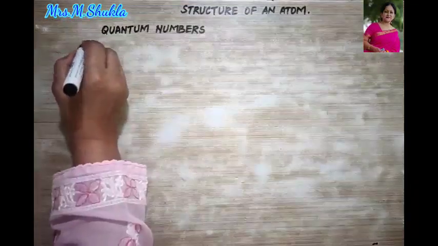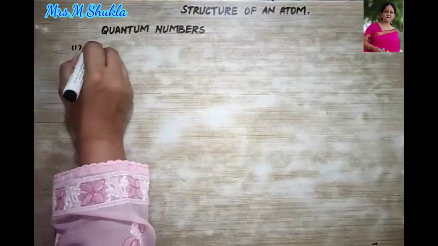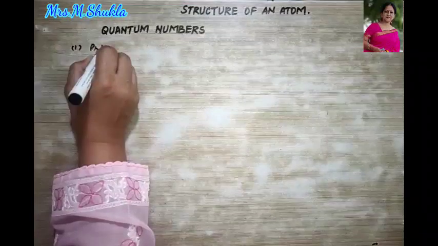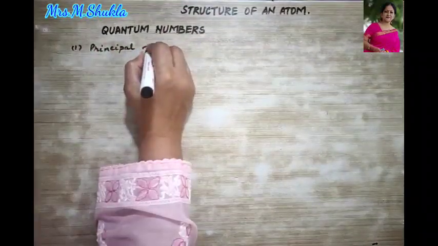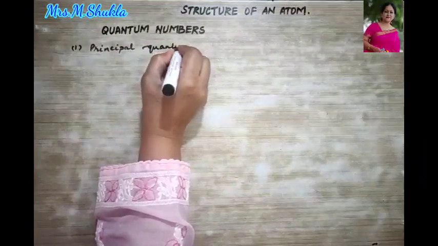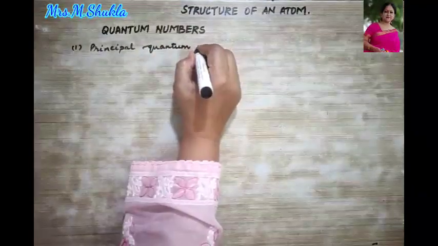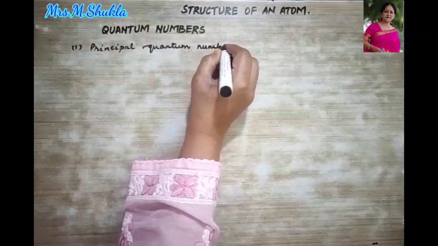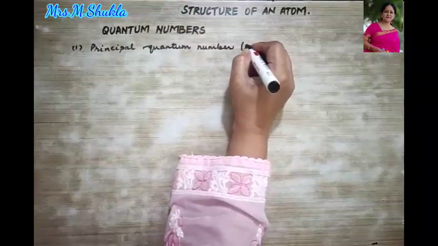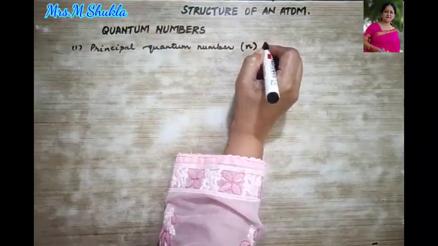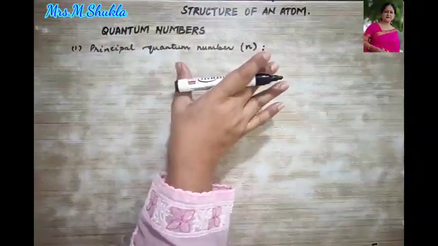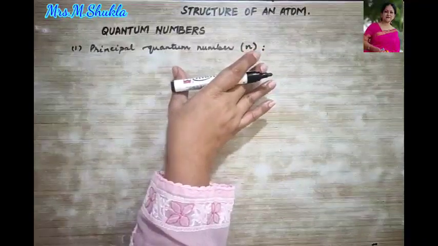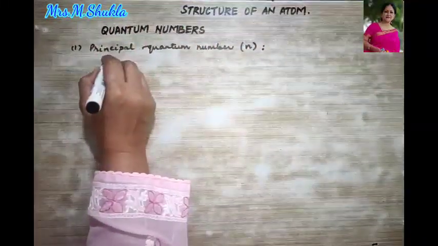So let us begin with the first quantum number, that is the principal quantum number, represented by what alphabet? N. Okay. So what does it describe? The average distance of the electron from the nucleus.